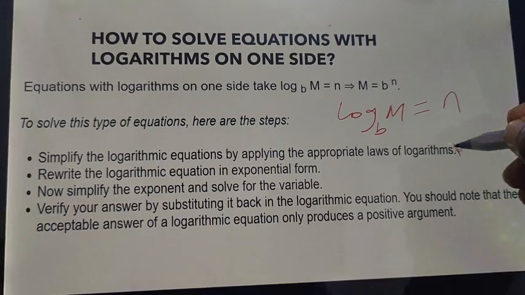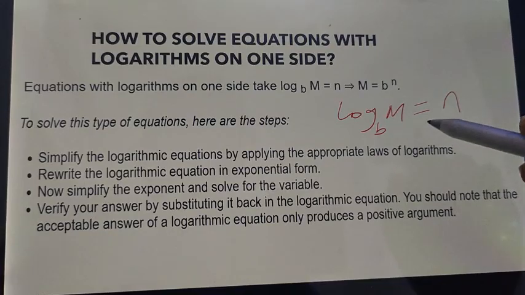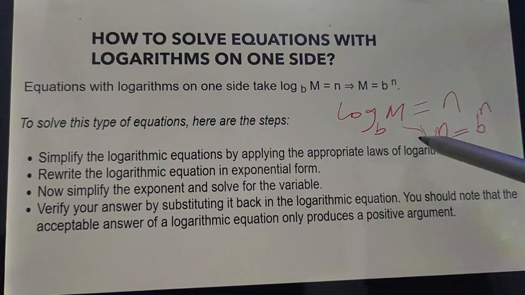Okay? So how do we do that? We showed that already. In this case, for you to transform that into an exponential form, you say m will be equal to base to the power n. So you take that one into that form. Now, after doing that, you simplify this one. After simplifying, you verify your answer by substituting it back in the logarithmic equation to see if it has given you what you wanted. Yeah. So basically, that's the procedure.